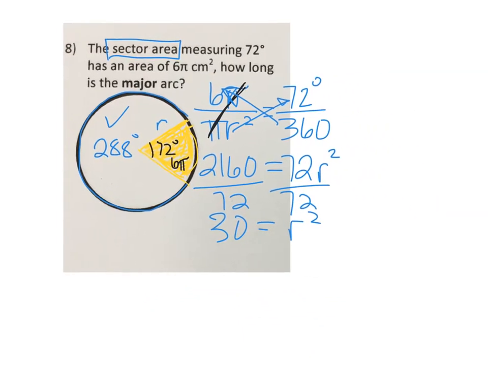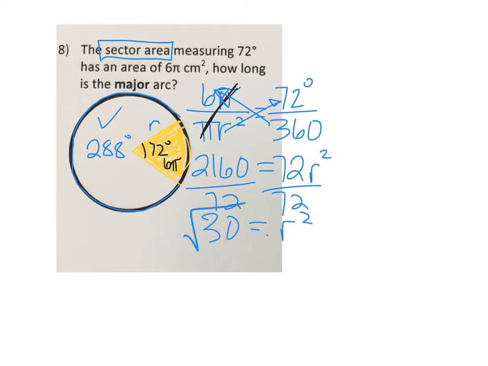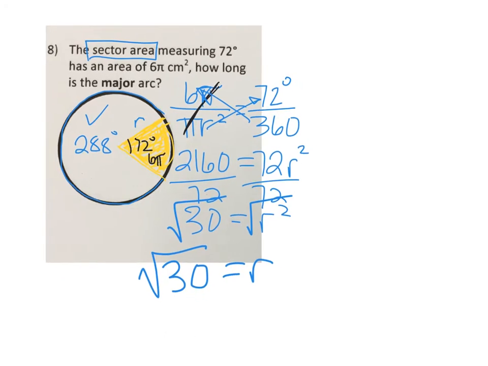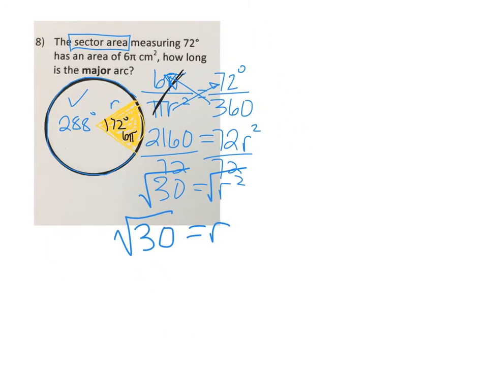So then my last step is to take the square root of both sides, and r is the square root of 30. Now yes, that's a decimal like 5.8 something, but let's leave it as radical 30 for the moment. So now that I know my radius, and I know my angle, now I can apply the arc length formula to figure out what the length of this major arc is.